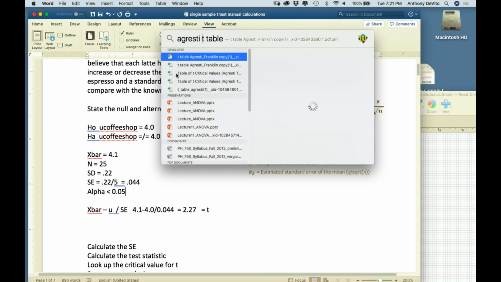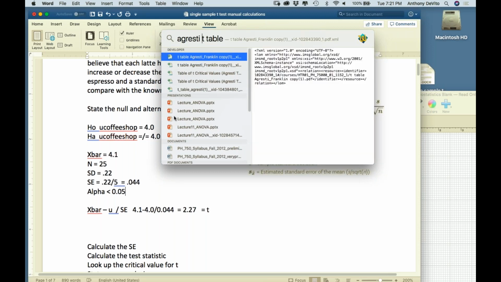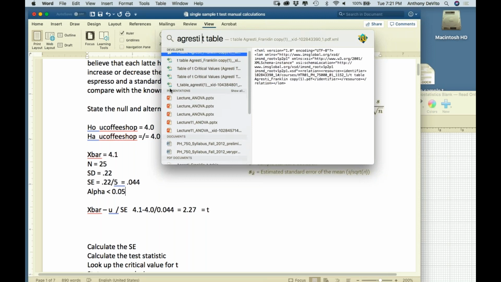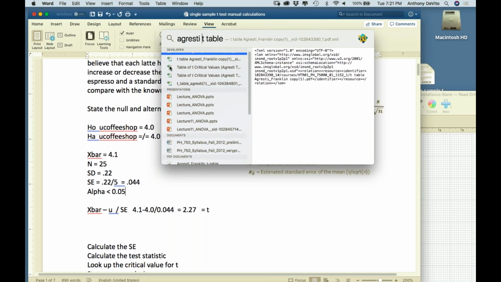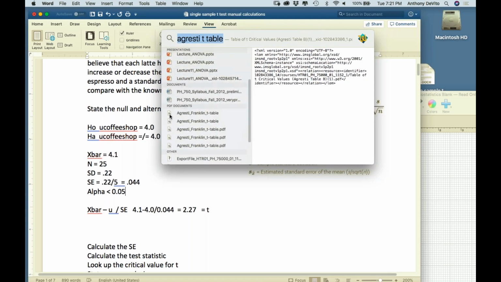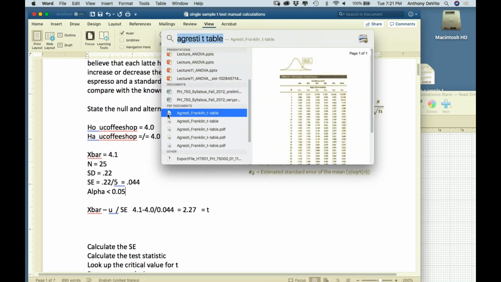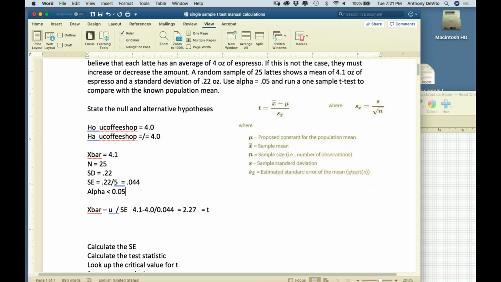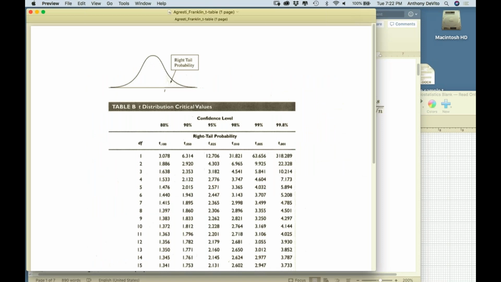I use this Agresti one because it's the easiest one for me to find on my computer, usually. Yep, it's the same thing. Here we go. Then get it open.